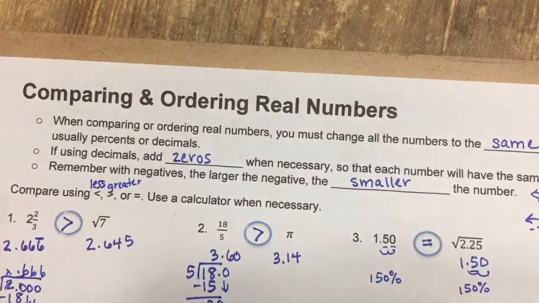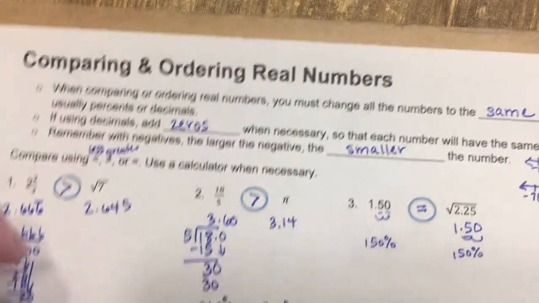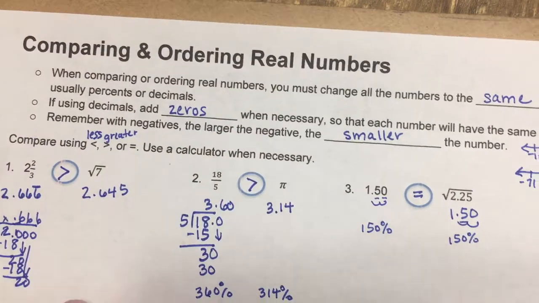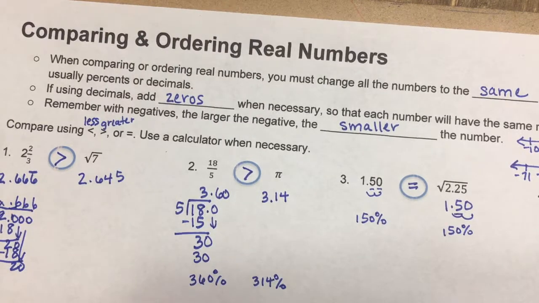All right, so remember when you're ordering, you're changing to the same decimal notation or percent notation, and you're adding zeros if you're using decimals if you need them, and then just be careful with the negatives. Okay, all right, I'll see you in class.